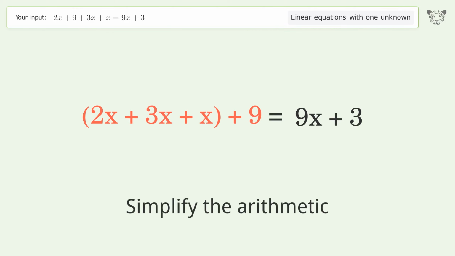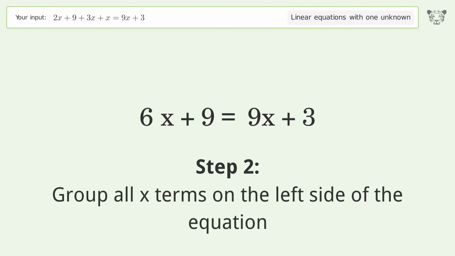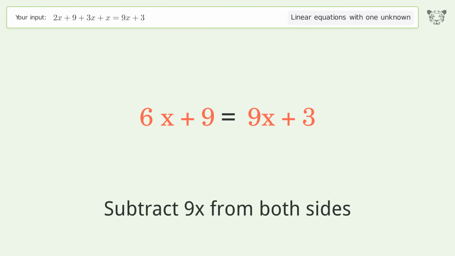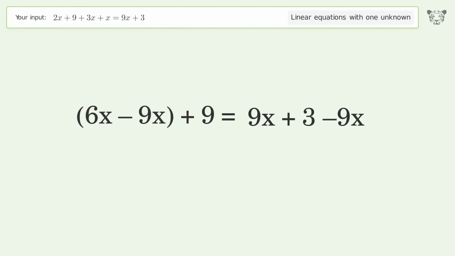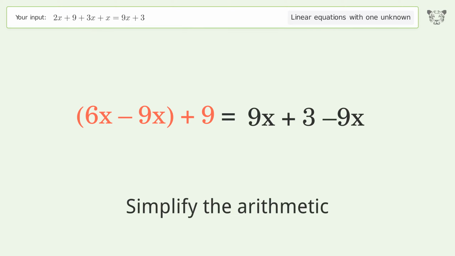Simplify the arithmetic. Group all x terms on the left side of the equation. Subtract 9x from both sides. Group like terms. Simplify the arithmetic.